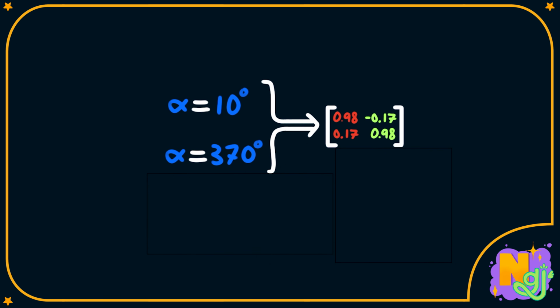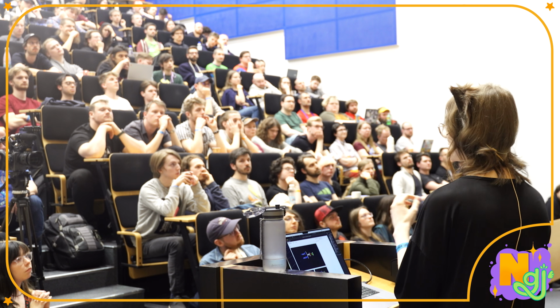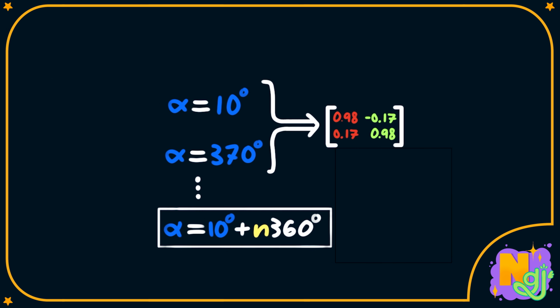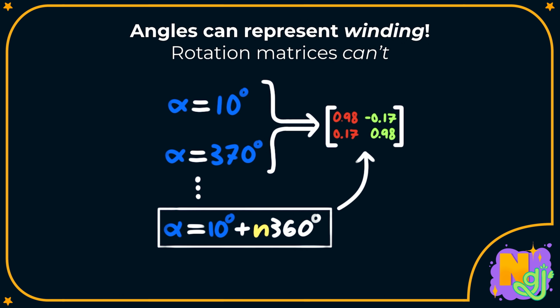So in a sense, they do represent the same orientation, but depending on the context, you might want to interpret the second one as having a winding. It's gone all the way around, and in order to go back to 10, it has to wind back. Any integer times 360, added to 10, gives you the same rotation matrix as just 10. So in other words, angles can represent winding, but rotation matrices can't.